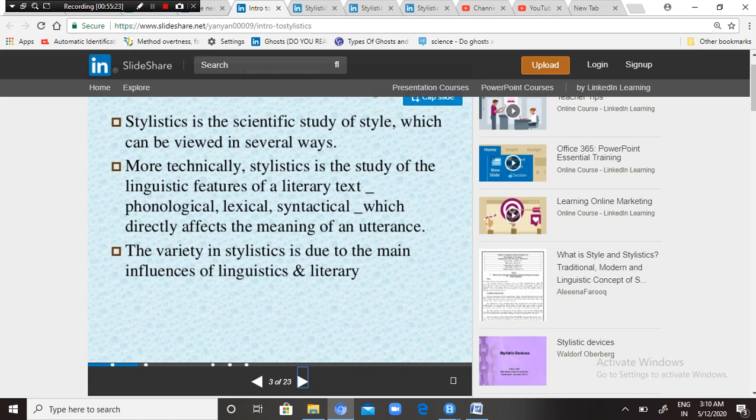Stylistics is the scientific study of style, which can be viewed in several ways. More technically, stylistics is the study of the linguistic features of a literary text, phonological, lexical, syntactical, which directly affect the meaning. The variety in stylistics is due to the mutual influence of linguistics and literature.